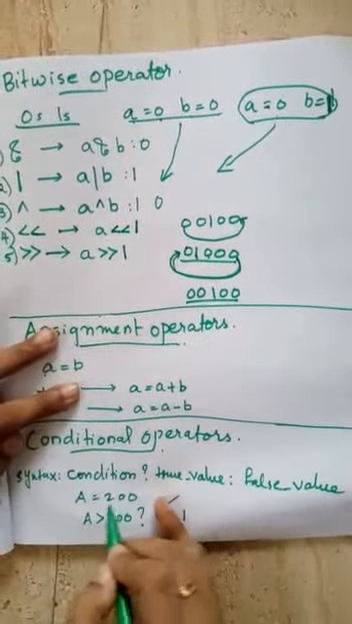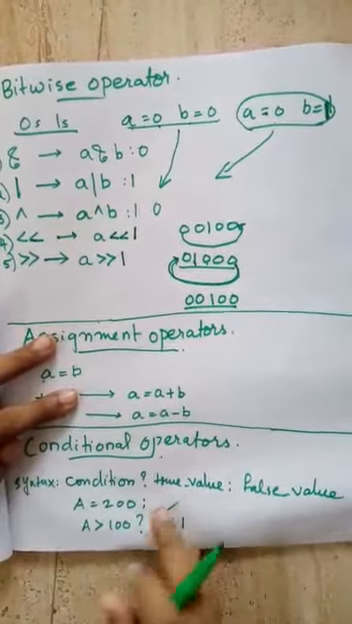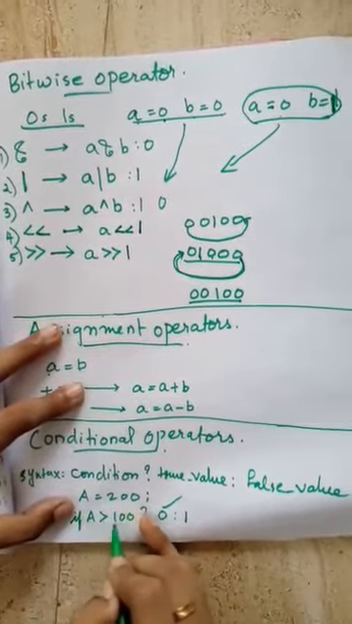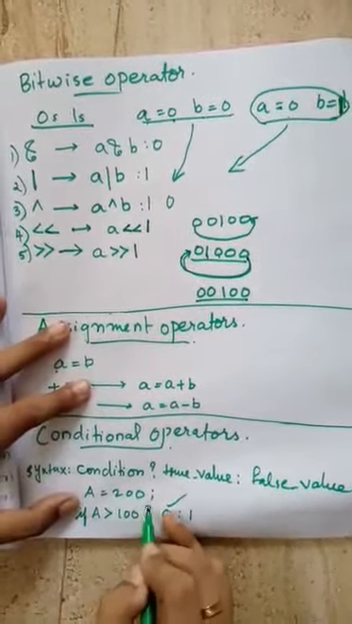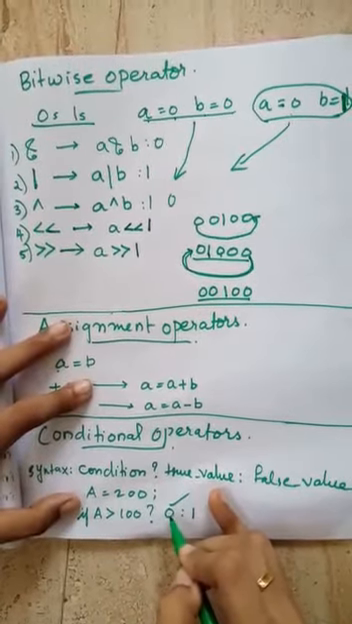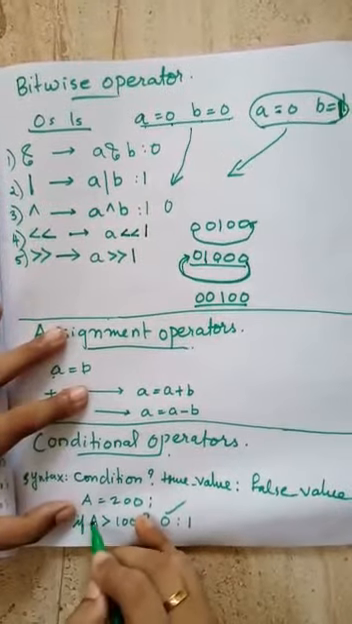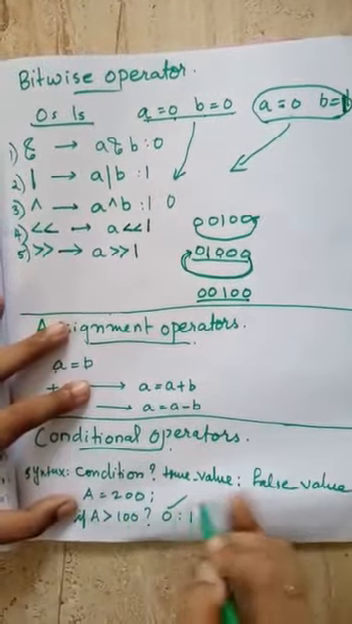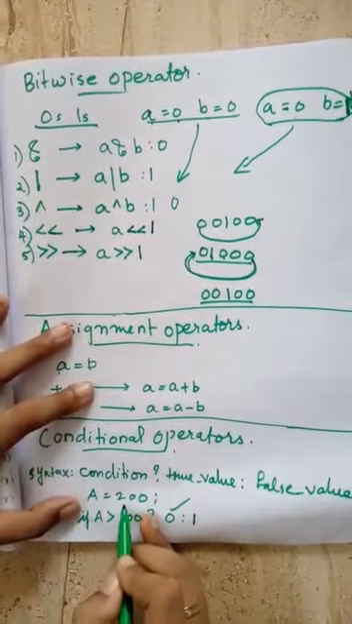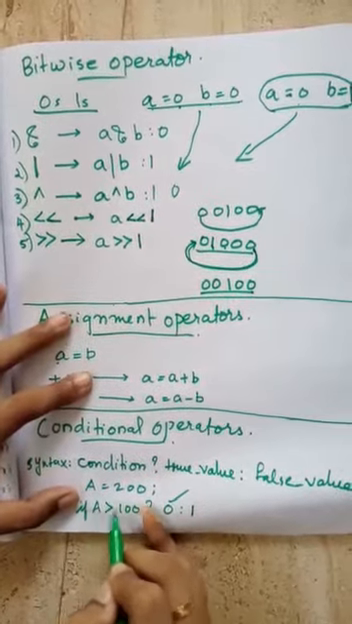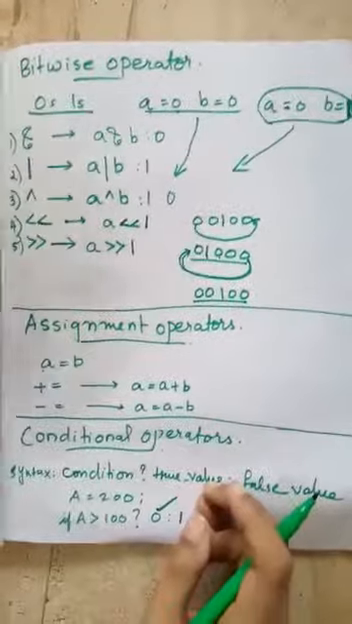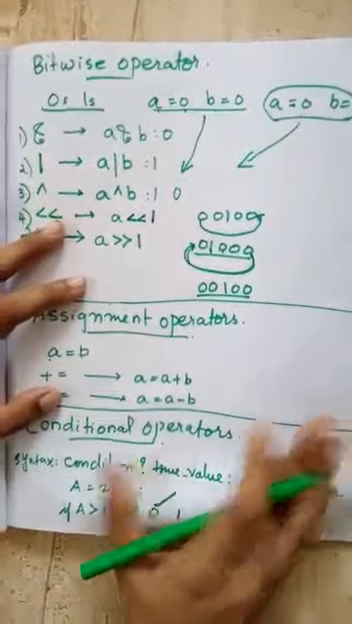For example, if we consider A is equal to 200, and the condition we are checking is if A is greater than 100. If A is greater than 100, then this is the true value, 0, that should be returned. And if A greater than 100 is false, then this false value should be returned. Here A is 200, so 200 is greater than 100, which is true, so this 0 is returned. So this is all about the operators in C and their examples.